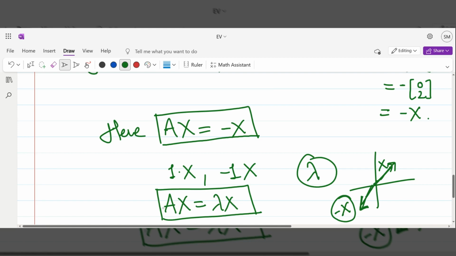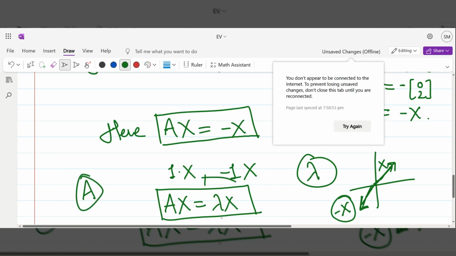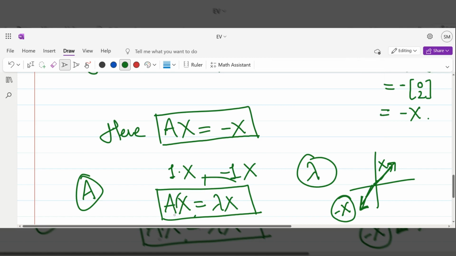So what we are going to summarize is, for a given matrix A, whenever this condition is satisfied, such x is called an eigenvector and this lambda is called an eigenvalue of the given matrix A. Further part will continue in the next lecture.